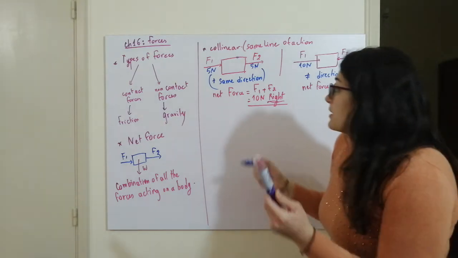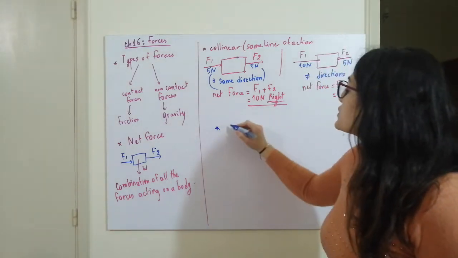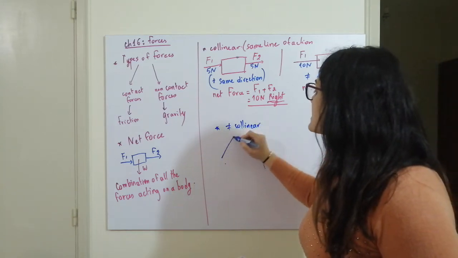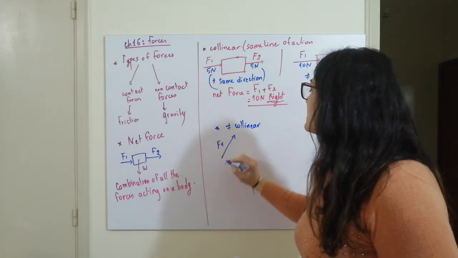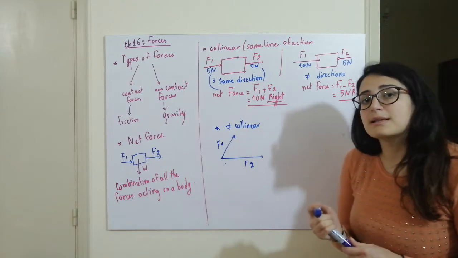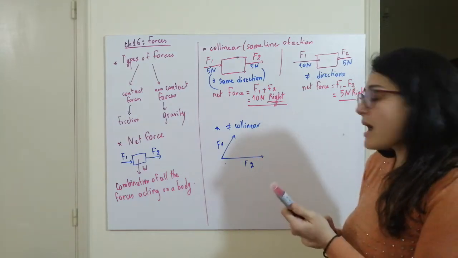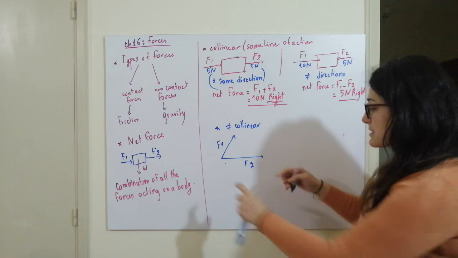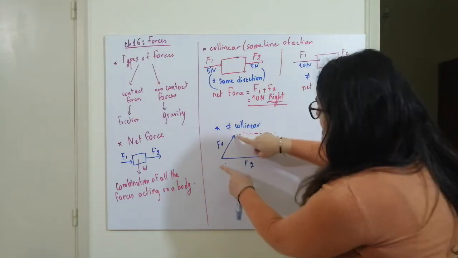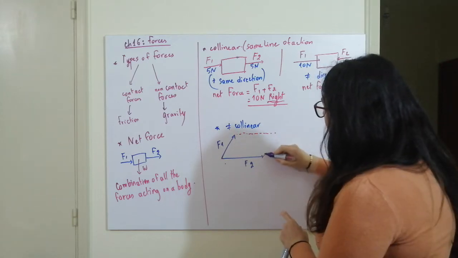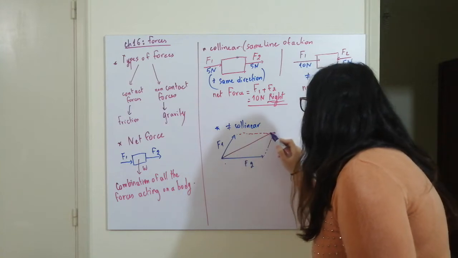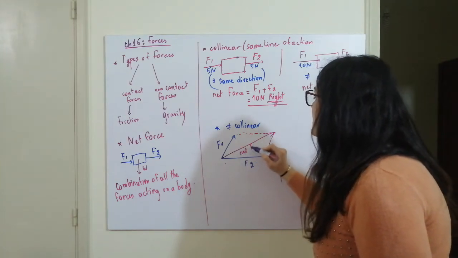So, the third case, if they're not collinear, let's say this is F1 and this is F2. What is the net force in this case? We will have to complete the parallelogram, which means you take F2, you place it at the end of F1, you take F1, you place it at the end of F2. This is the parallelogram. You draw the diagonal. This is the net force.